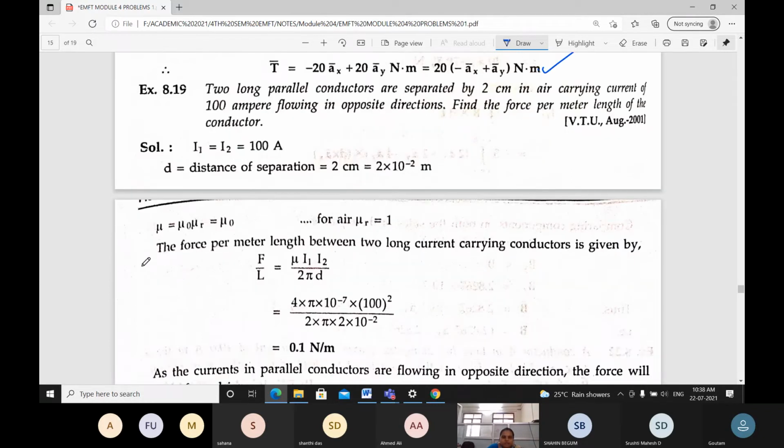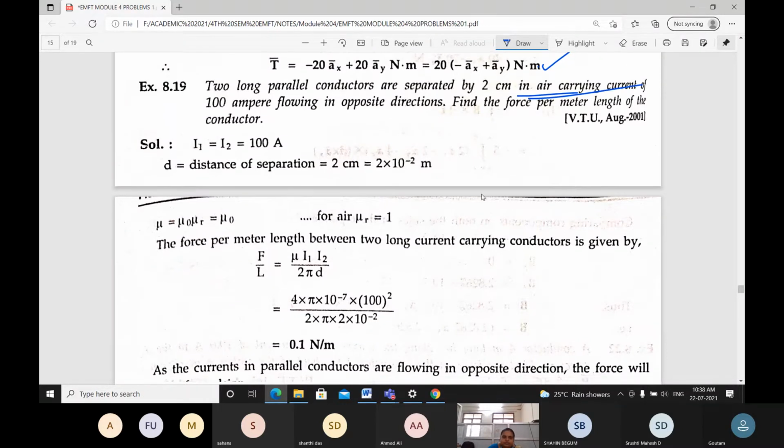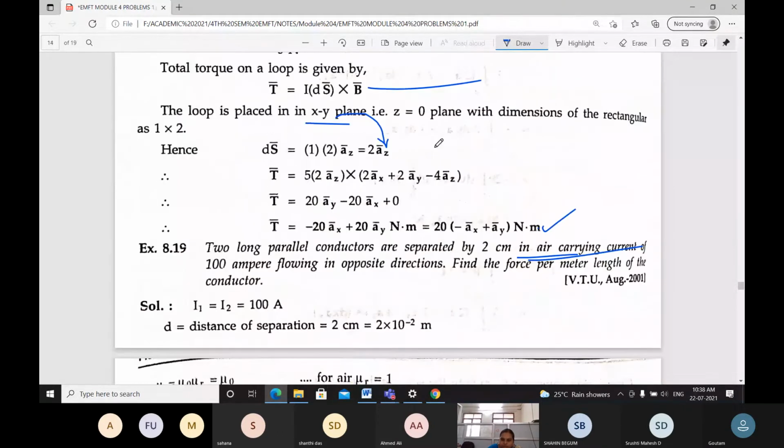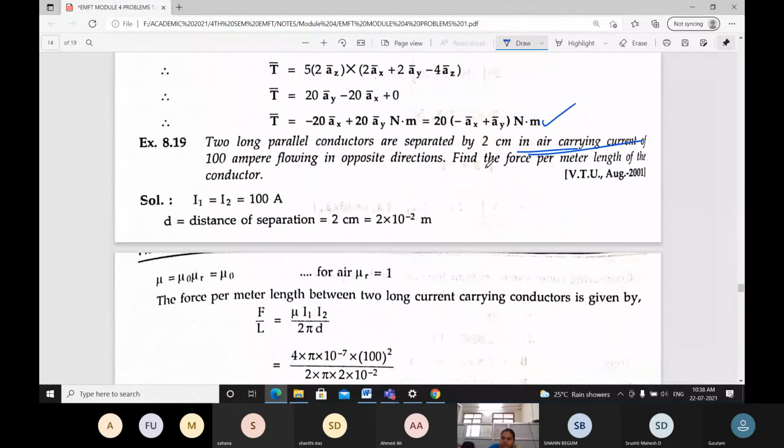Then we know that mu is equal to mu naught into mu r. That is equal to mu naught because it is in air. For air, mu r is equal to 1. Then the force per meter length. Before taking the equation, you have to consider which factor they asked us to find out. For that reason, force per meter length F divided by L is taken.